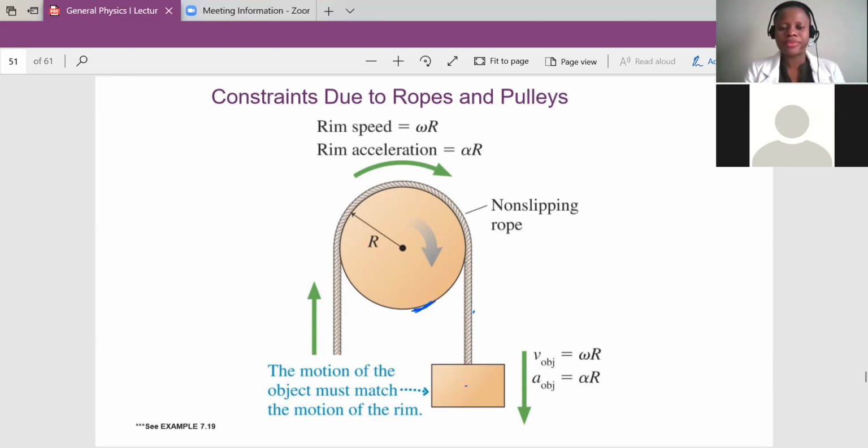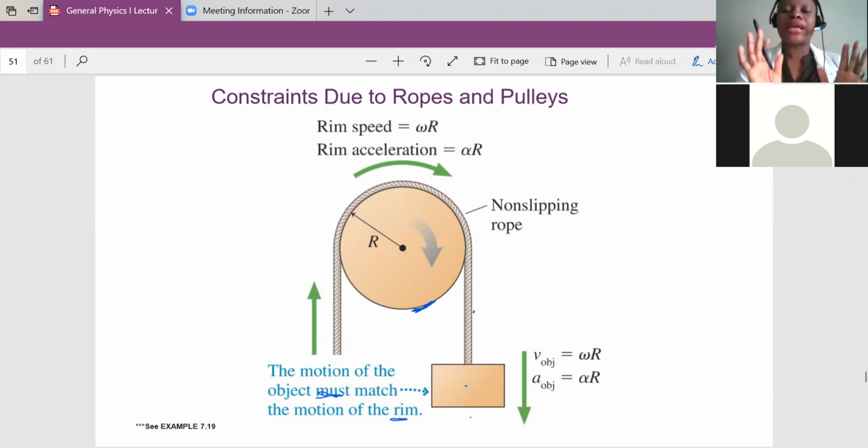So we'll have the motion of an object that is tied to this rope must match the motion of the rim. So if the rim is going in this direction, this object will go in this direction. The rope will go in the same direction. So the rim constrains the motion or the direction of the rope and the weight on it. If we reverse this direction, we'll be lifting this weight instead of dropping it. So the motion of the rim defines or constrains if we are lifting a rope or dropping them.